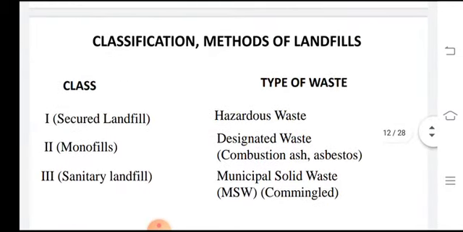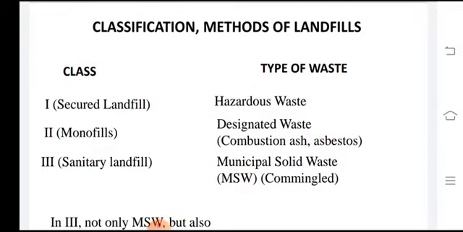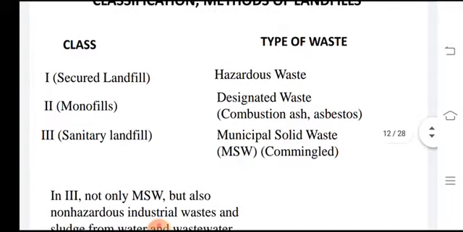We have three types of landfills. Class 1 is the secured landfill, and it is for hazardous waste. Then we have monofills, which are for designated waste, such as combustion fly ash or asbestos. And then the sanitary landfill, which is for commingled waste, mixed waste coming from different sources. So these are the three different categories: 1, 2 and 3.